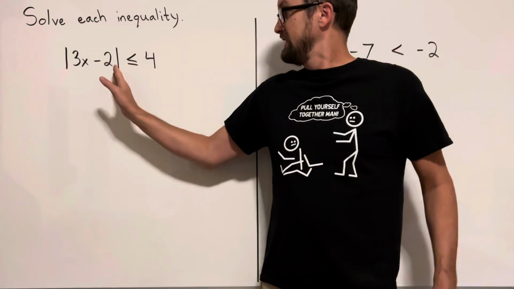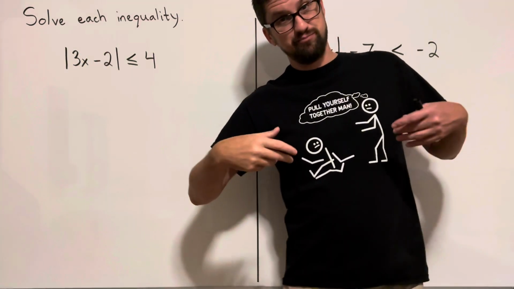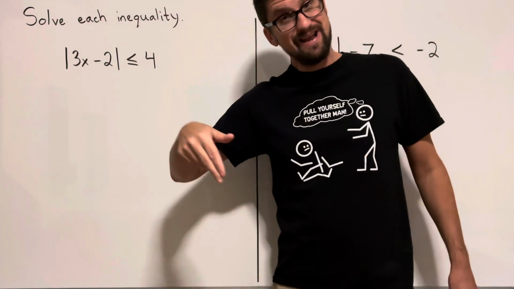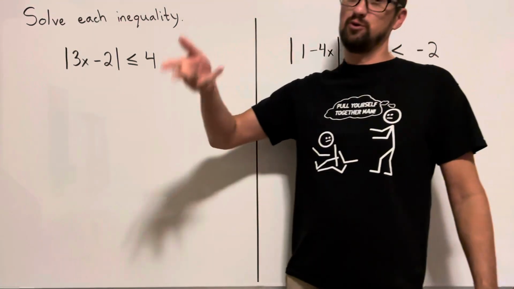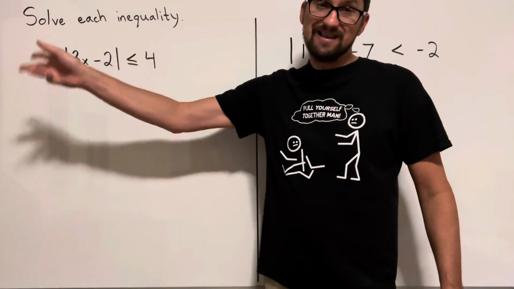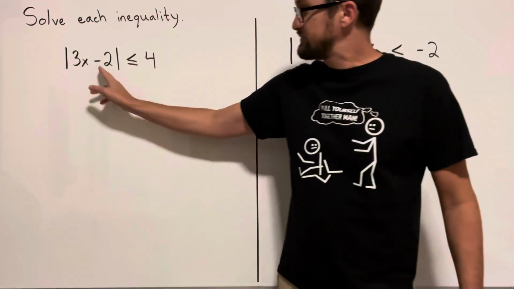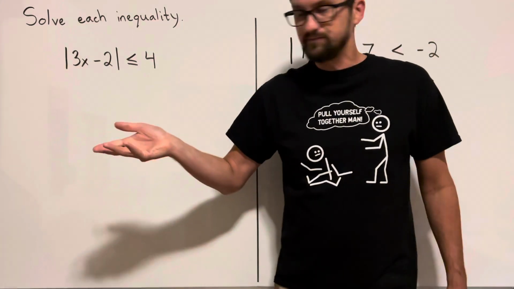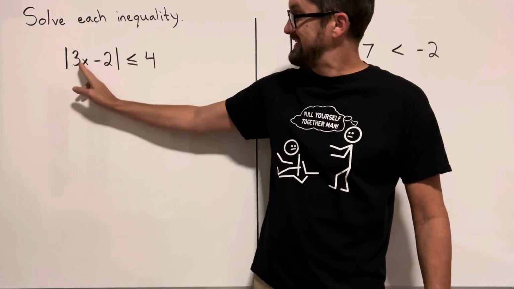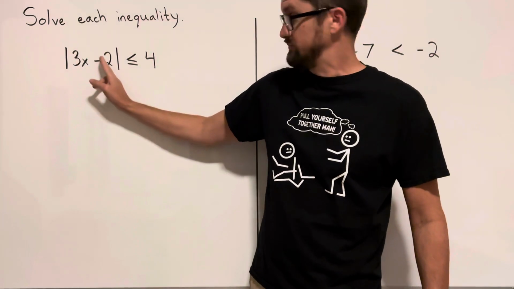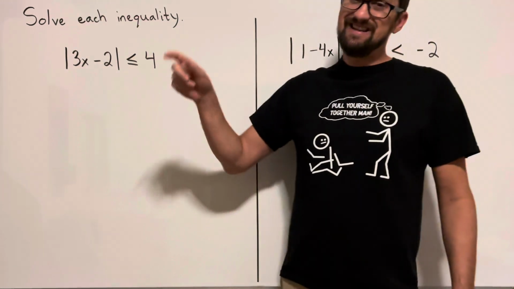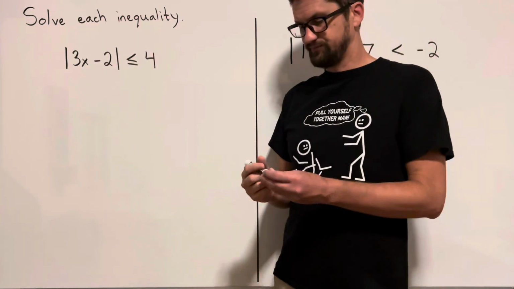So obviously, if this inside is between 0 and 4, it works. But it can also be between 0 and -4, because when you take the absolute value of a negative, it turns positive. It can't be past -4, say -5, because the absolute value of -5 would then not work. So when you have a less than or equal to sign, you want to take the inside of the absolute value and set it between -4 and +4 for this one.